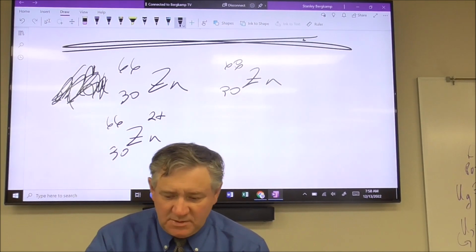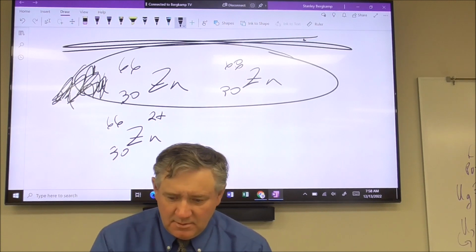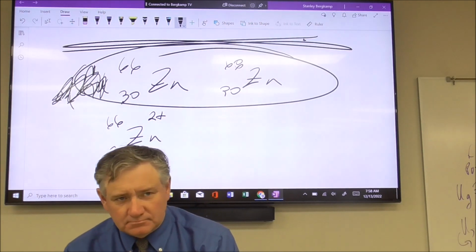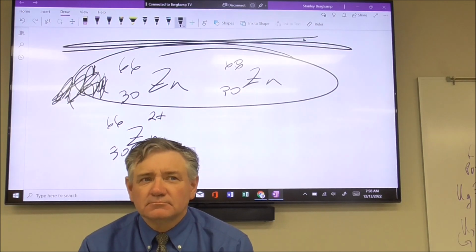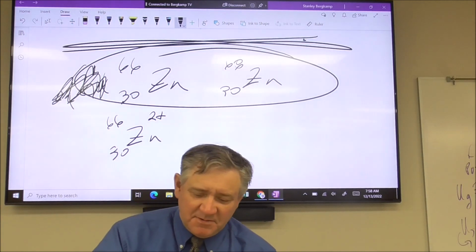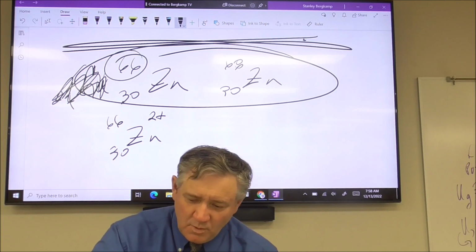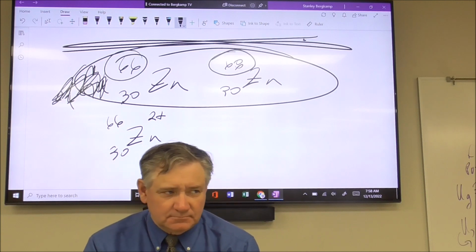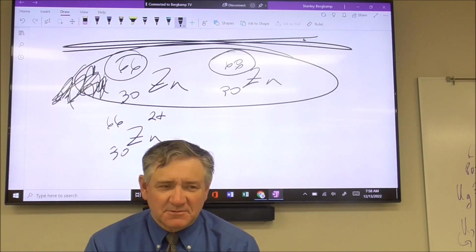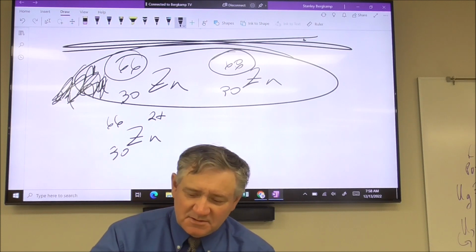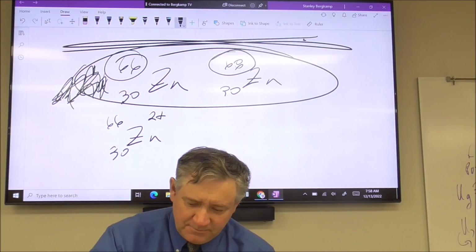What's the difference between the first 2? One has 2 more neutrons. So let's talk about this number up here. What do you call that number up there? It's either the atomic number or it's the mass number. Mass number. So the number up there is the mass number.